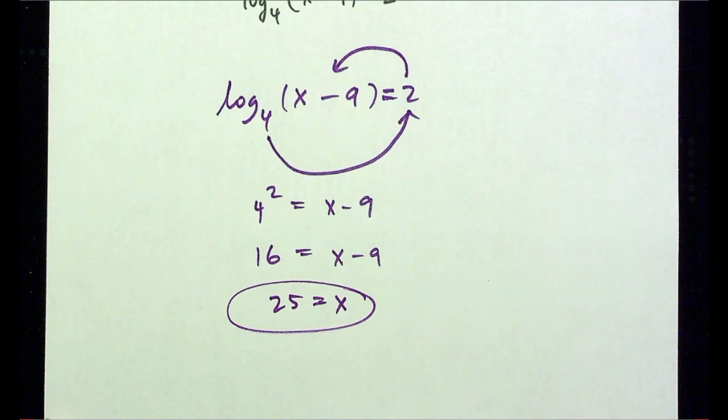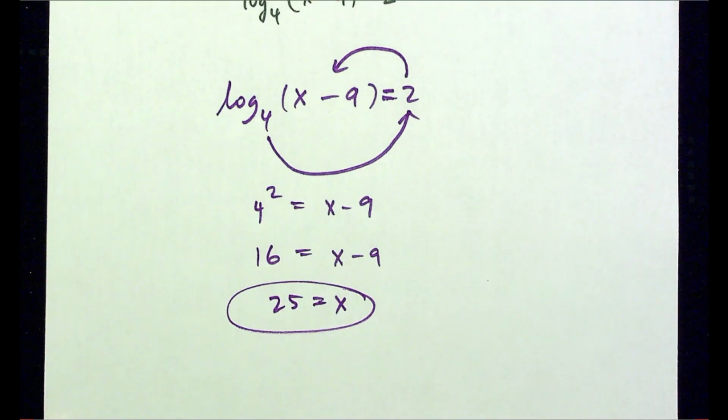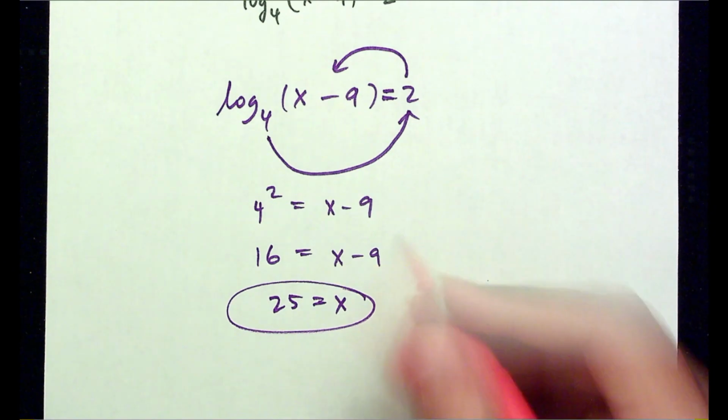And now make sure that when you plug it back in here, you don't get a negative inside the logarithm. 25 minus 9 is positive 16, and positive 16 is not negative, obviously. So that means this is correct. This answer works. That's the answer.